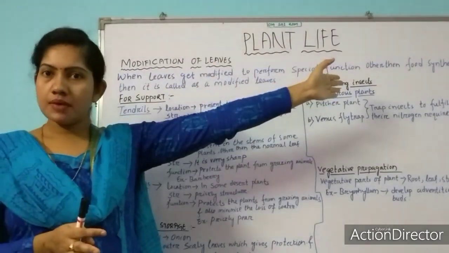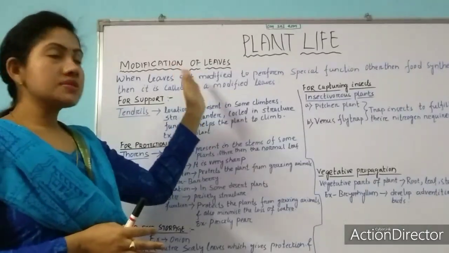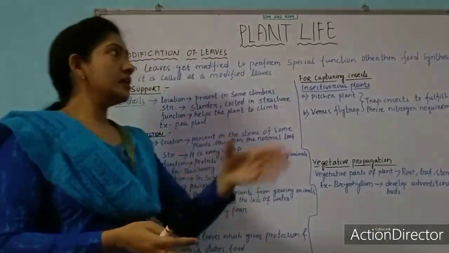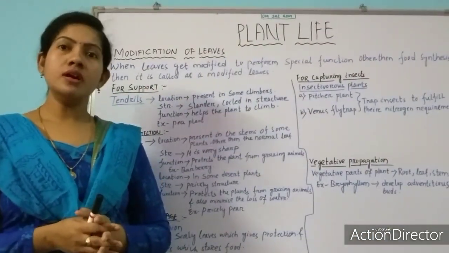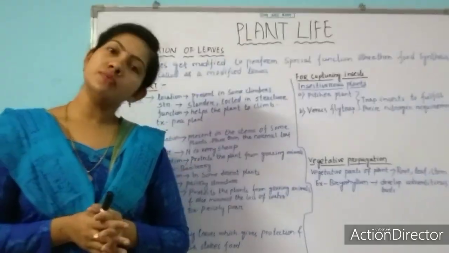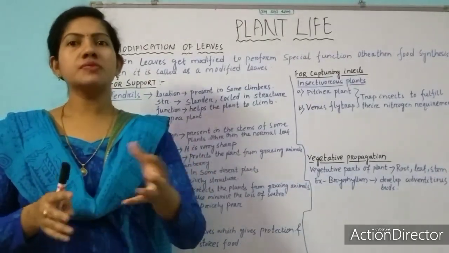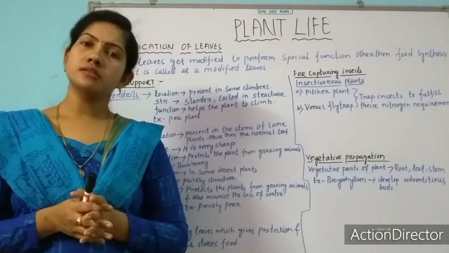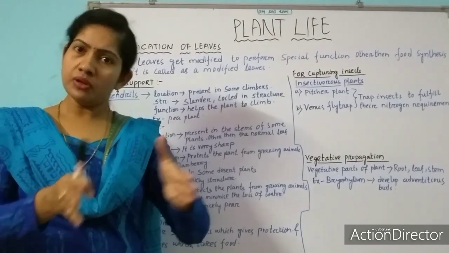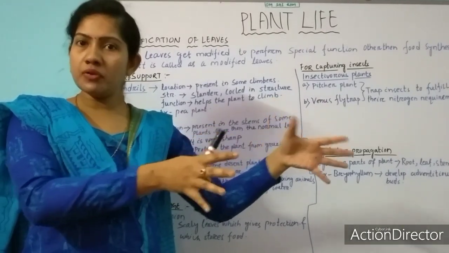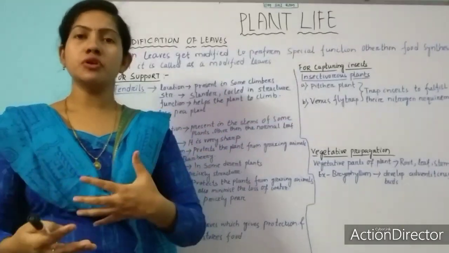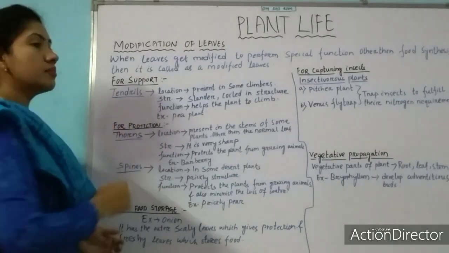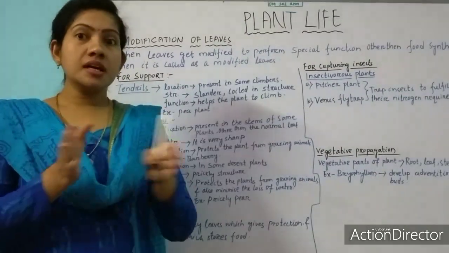The definition I have written just now: when leaves get modified to perform a special function other than food synthesis, it is called a modified leaf or modification of leaf. The same we can say for modified stem and modified root, but now we will only go through the modification of leaf. Any function other than preparation of food makes that leaf a modified leaf. So let's see what all the modified leaves are. Number one, here I have written, for support.